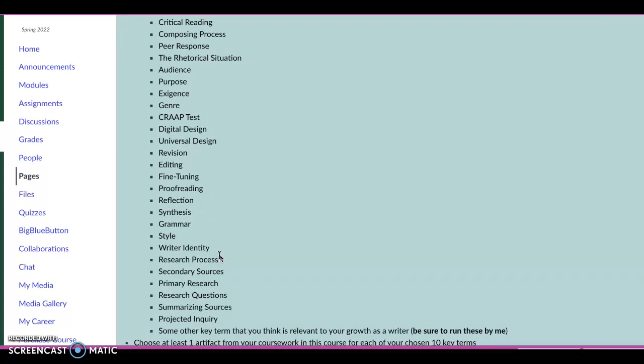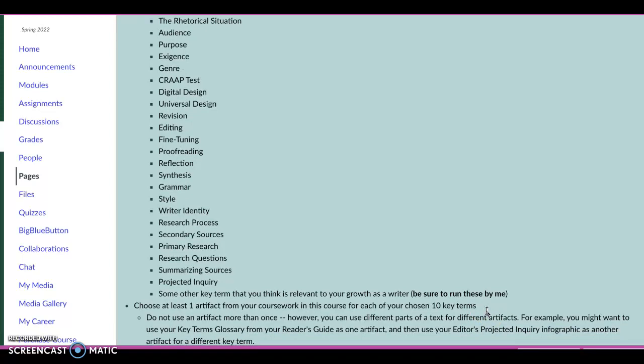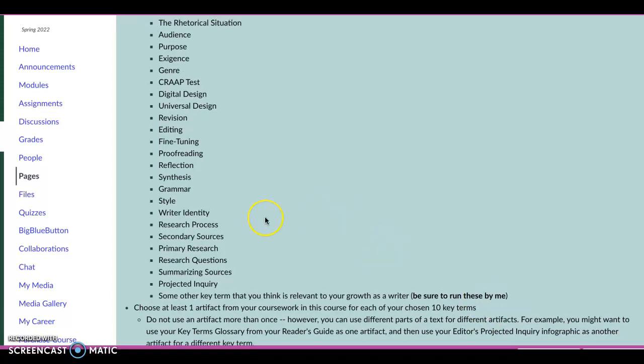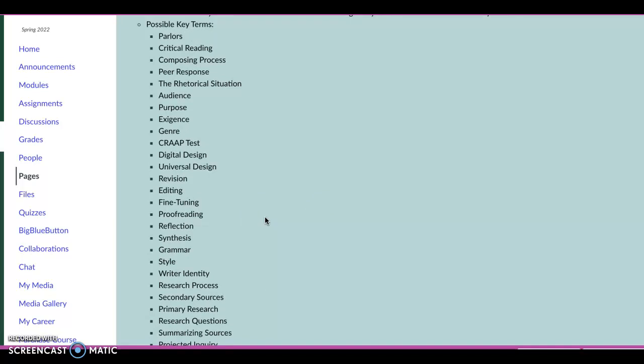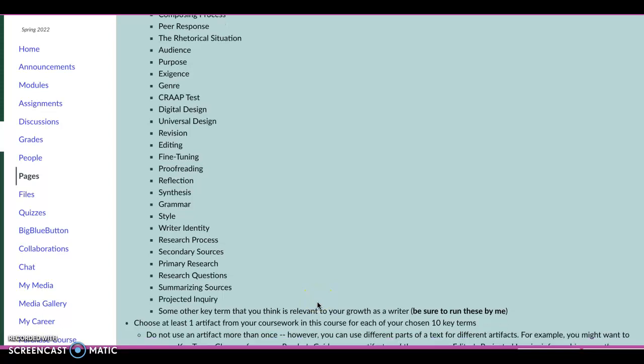If there's something that I didn't think of that you think is relevant to your growth as a writer, please just email me. You can even ask in the About the Professor discussion. That might be a great place to run by any key terms that you want to discuss in your portfolio, but that maybe I didn't list. But if you do not ask permission to use them, you're not going to receive credit for them in the portfolio. So you can choose from any of these key terms, and if you want to use another key term, make sure that you run it by me.